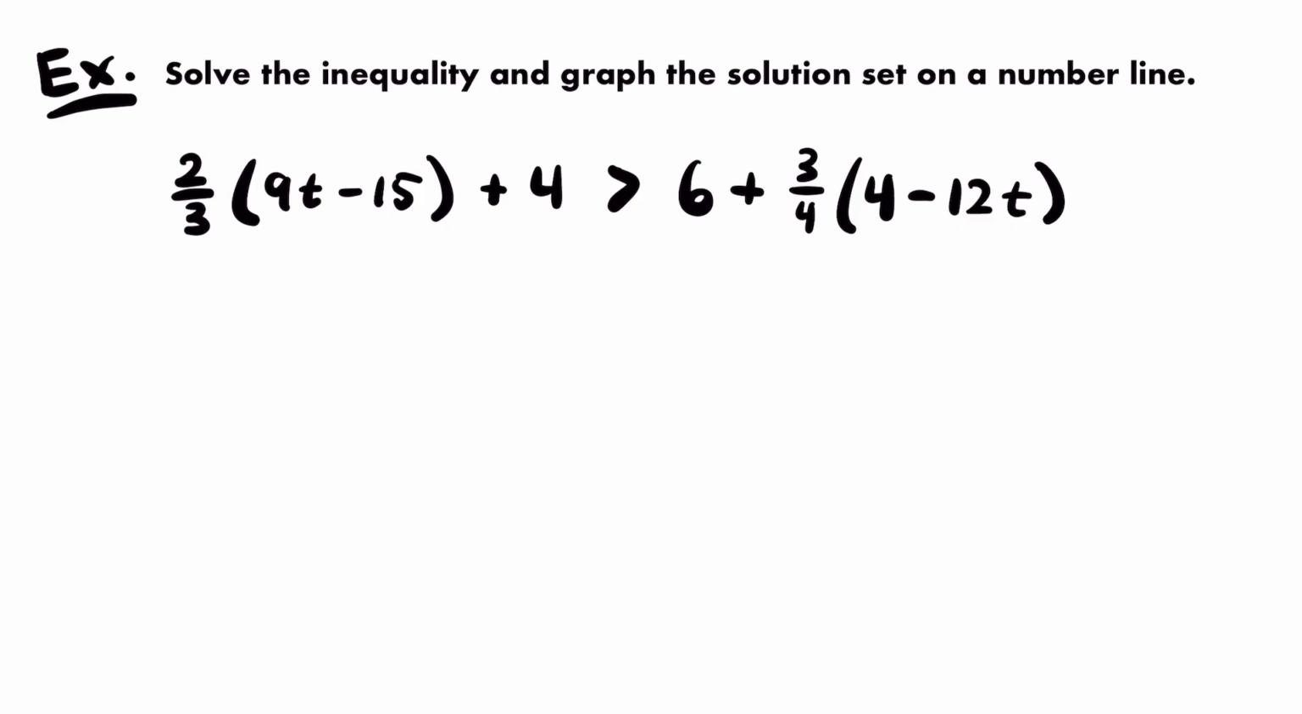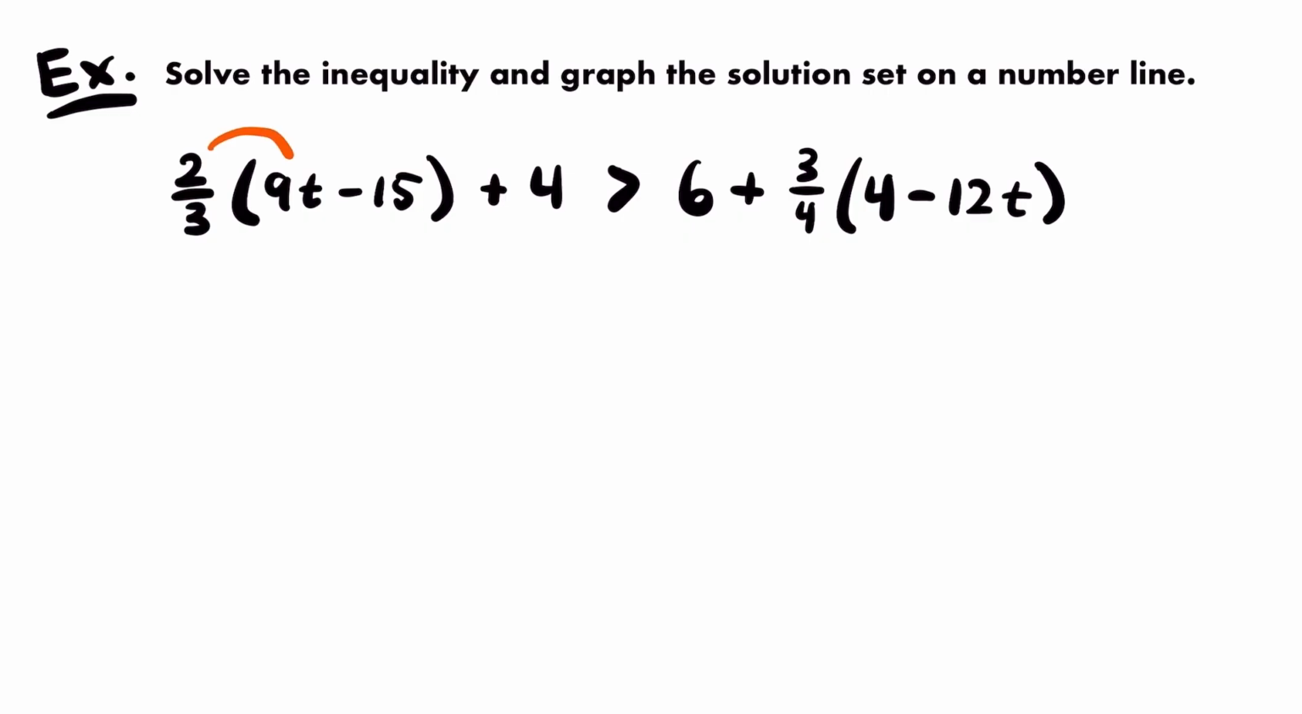And so the variable that we want to solve for here is t, and notice that this inequality has parentheses. So right away, even though this looks very complicated and it may seem intimidating to solve at first, if you see parentheses, work on eliminating those right away. That is the immediate first step for this inequality. So let's do that. We want to distribute 2/3 through this quantity and distribute 3/4 through this quantity. So let's start over here.